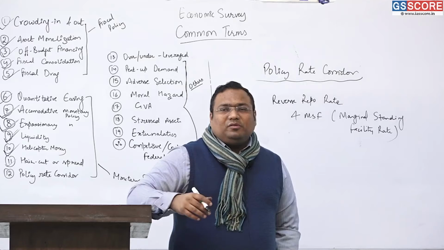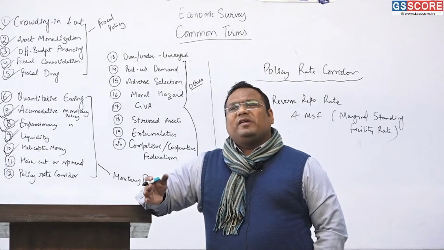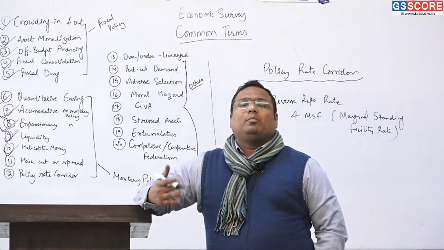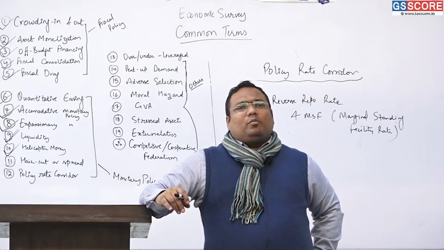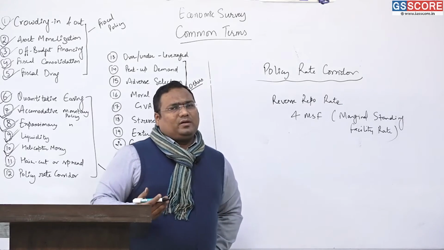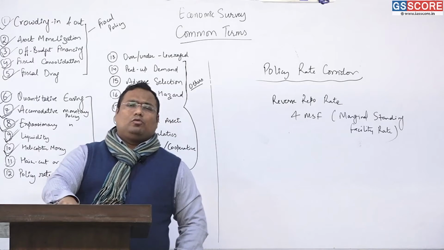Then after that comes bank rate. Bank rate is a non-collateral loan. You do not have to provide securities. You do not have to provide government bonds to RBI. So this is the general rate at which banks can borrow from RBI. Obviously, RBI will charge more when it gives a loan.